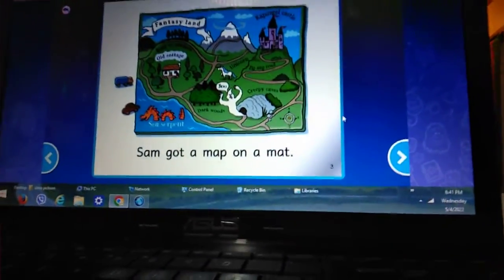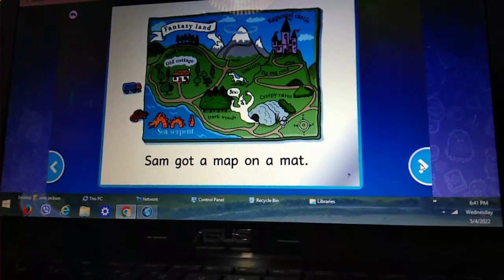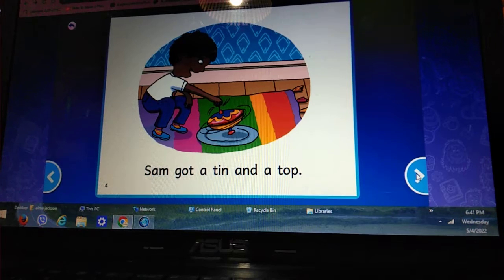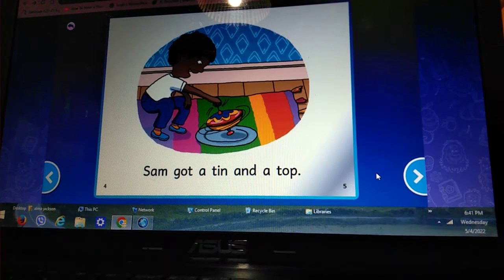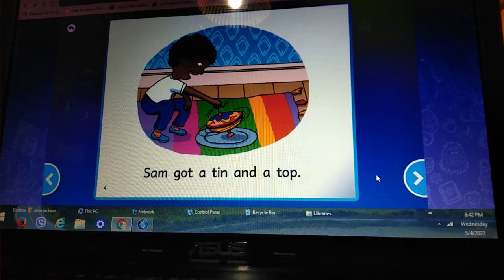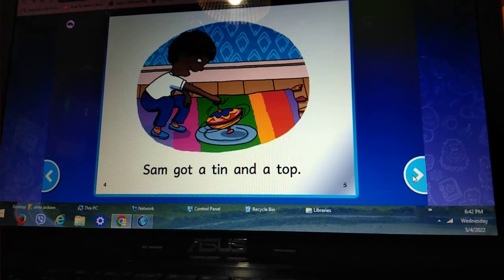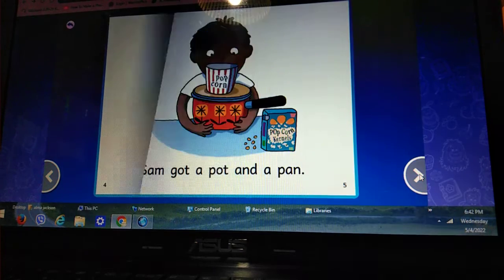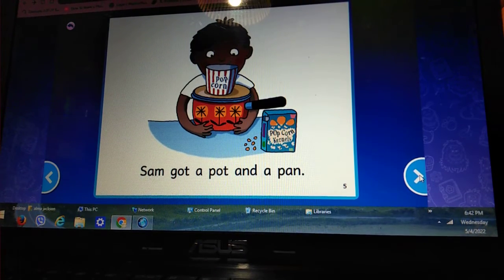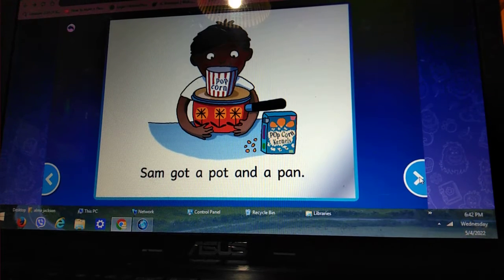On a map. Sam got a tin and a top. Sam got a pot and a pan.